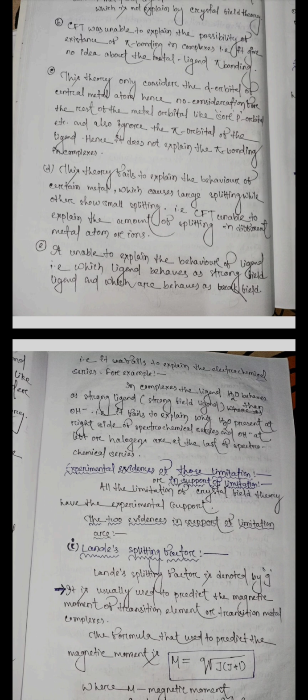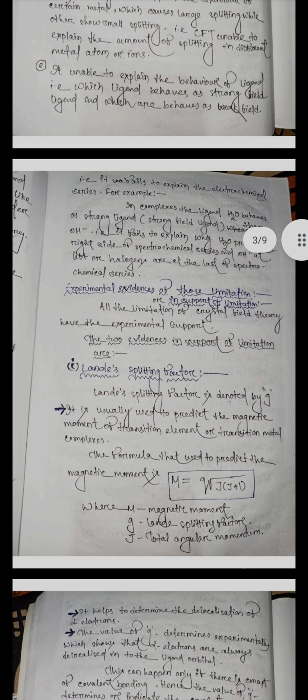For example, in complex, the ligand H2O behaves as a stronger field ligand than OH-, that is, it fails to explain why H2O is present at the right side of the spectrochemical series and OH- at the left, or halogens are at the last of the spectrochemical series. Experimental evidence in support of those limitations. All the limitations of crystal field theory have experimental support.